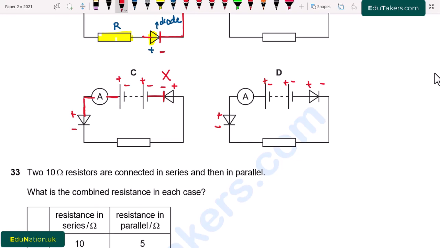So here we can see that the positive terminal of the diode is attached with the negative terminal of the battery. So there will be no current passing through this circuit. Here the ammeter shows zero reading, I is equal to 0. So here D option is correct.